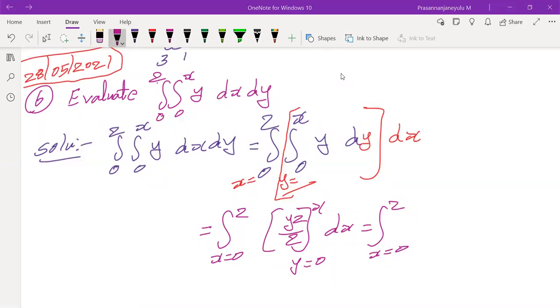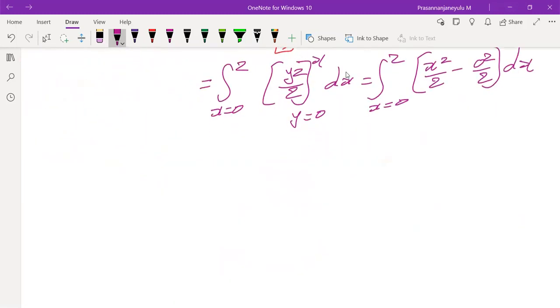Sorry, in place of y, what do we have? The upper limit is x, so we substitute the upper limit in place of y as x. So it will become x square by 2 minus, applying the lower limit, 0 square by 2, into dx. If we do the simplification, what we are going to get is the integration of x square by 2 into dx. What about the limits of the x variable? X is varying from 0 to 2.